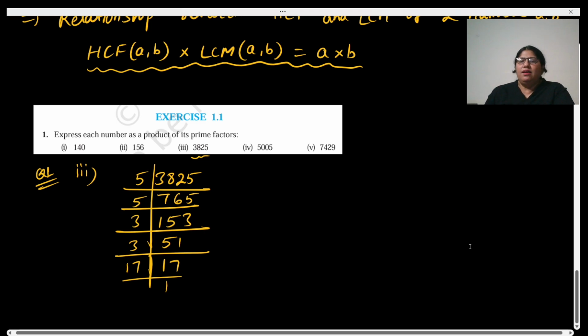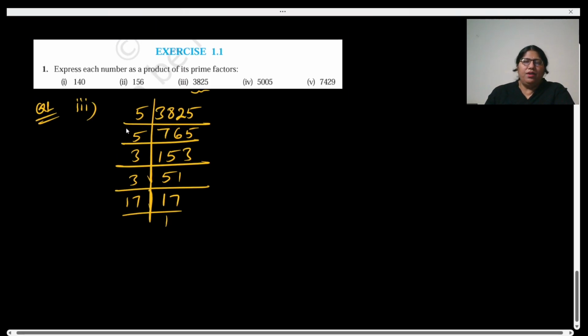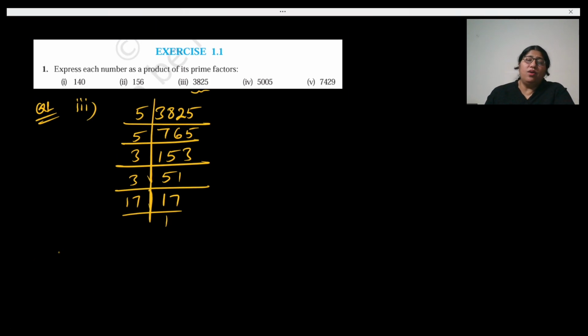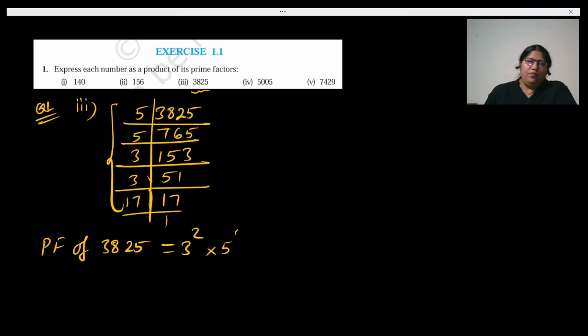Now as per the fundamental theorem of arithmetic, you can change the order of the prime factors, but the product is going to be unique, right? So the prime factorization of 3825, if I write it in ascending order, is 3 square times 5 square times 17, right?